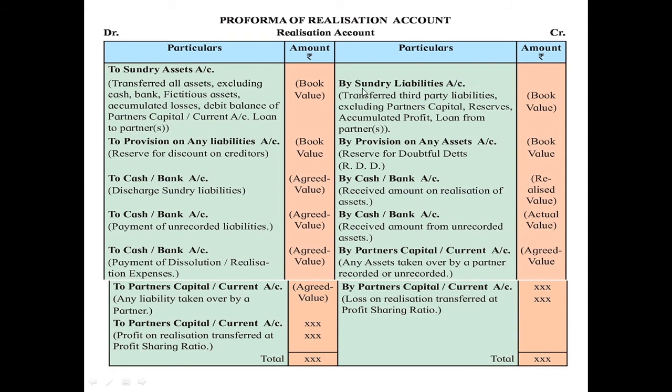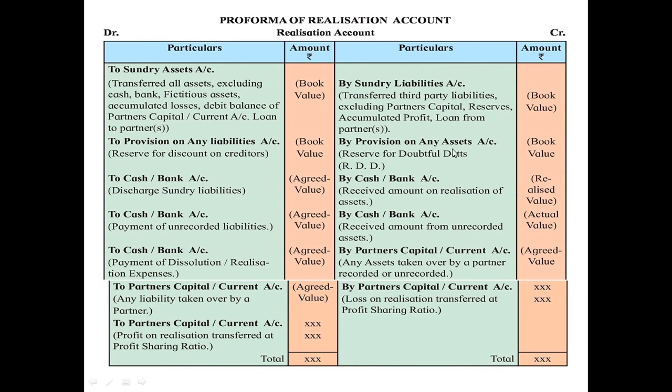The very first entry on the credit side is transfer of all the liabilities. So here you have to remember that all third party liabilities are recorded on the credit side of the realization account, excluding partners' capital amounts, then reserves, any kind of general reserve, reserve fund, then profit and loss account which is given, or loan taken from any partner, that is not to be transferred on the credit side of the realization account. Only the third party liabilities are transferred.